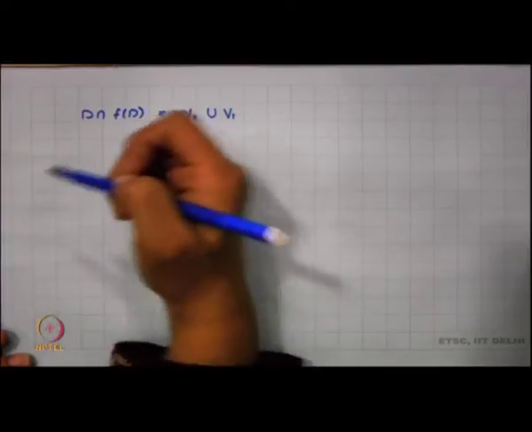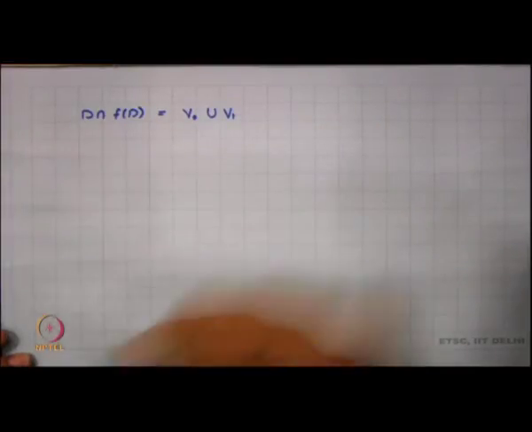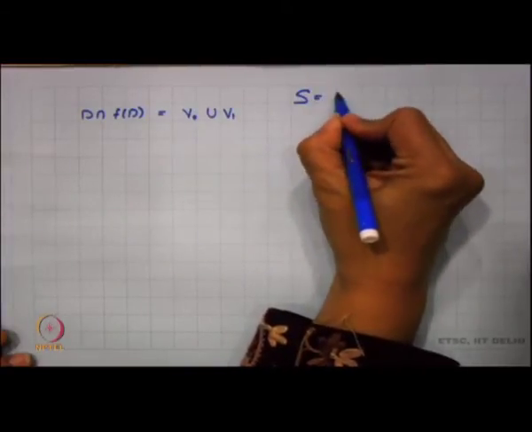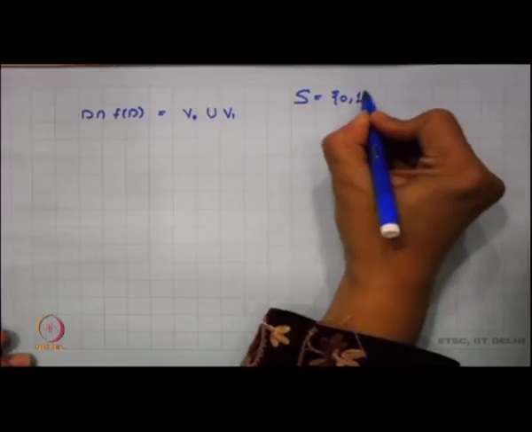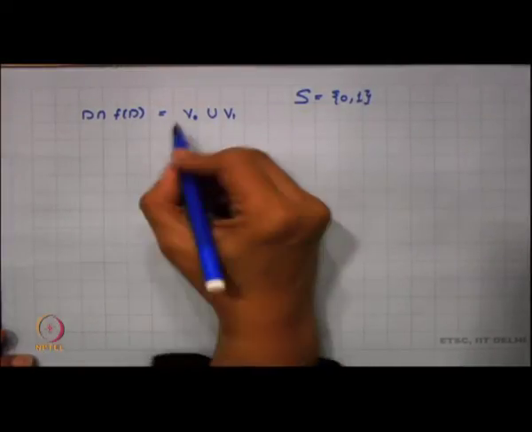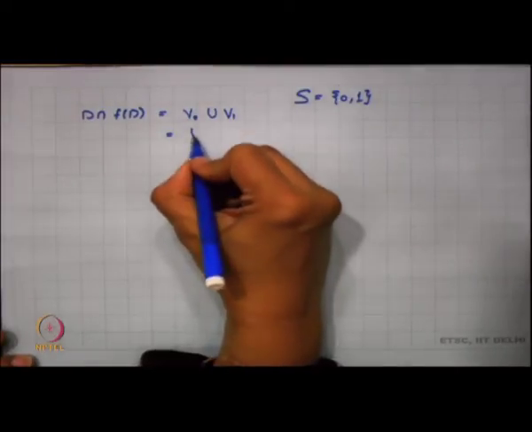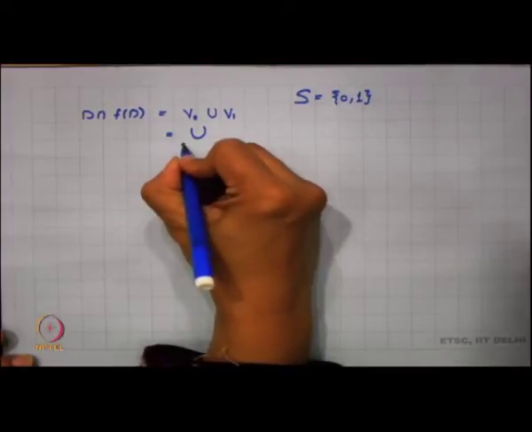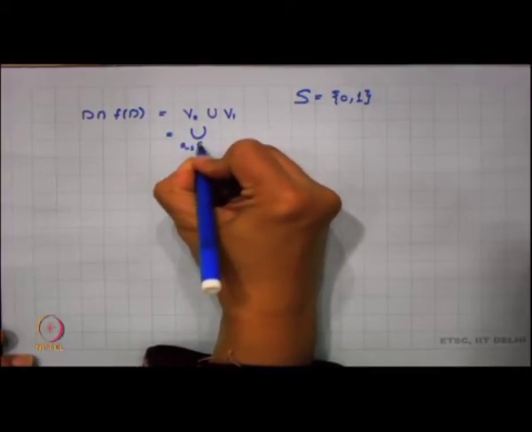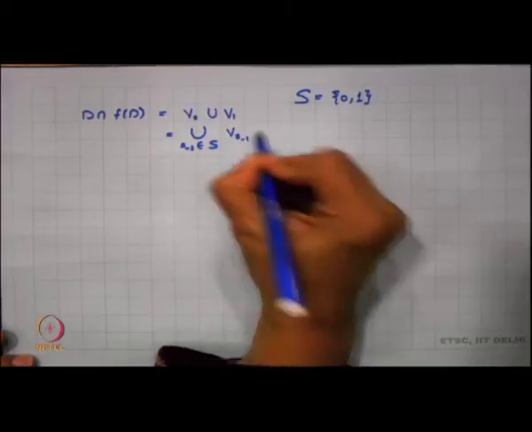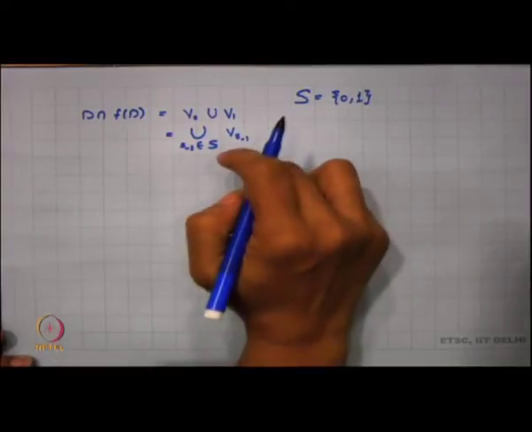When I take this V0 union V1, I can start with an indexing set S equal to {0, 1}. Starting with this indexing set S, I can say that this is nothing but the union of, now I am indexing it in a very special manner, S minus 1 belongs to S, V S minus 1. So, this is my D intersection f of D.